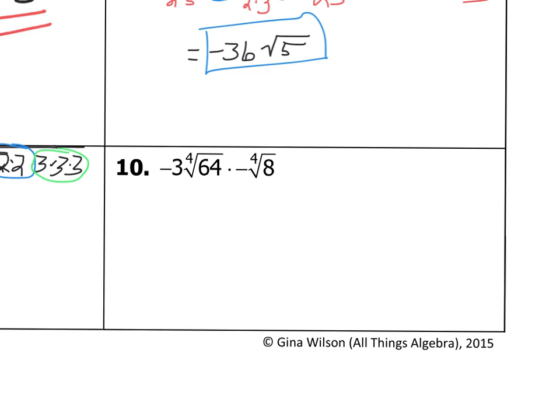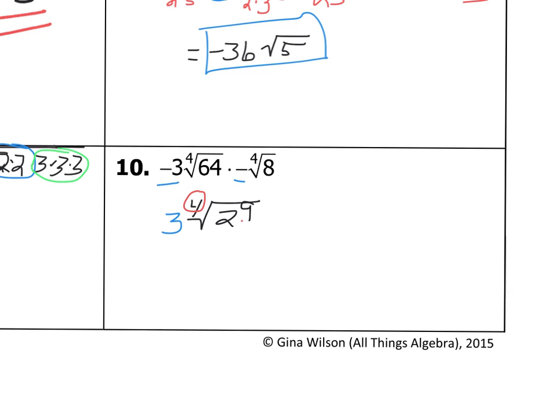So I guess we could do it pretty quickly. So the 3 times the negative 1 is going to give you a positive 3. And then you have the 4th root of, I have 6 2's here and 3 2's there. So that would give me 9 2's, so 2 to the 9th. Who wants to stretch that out?